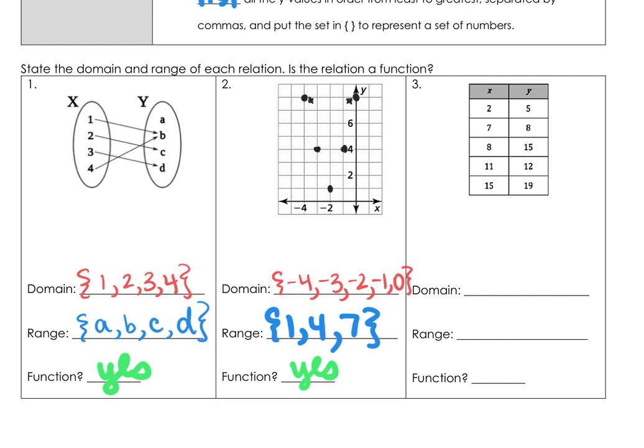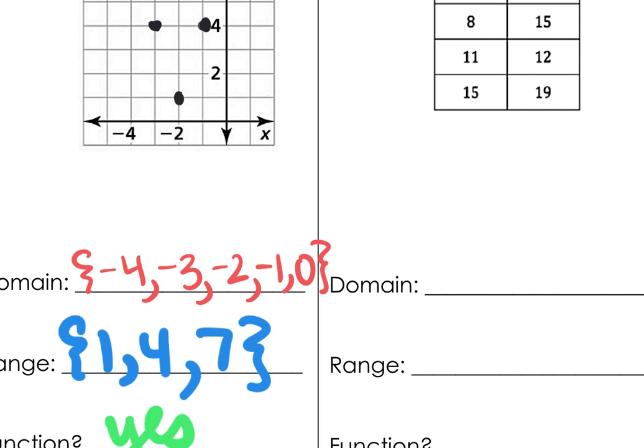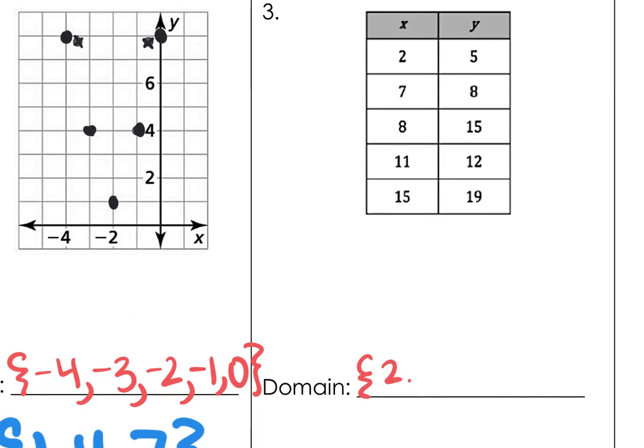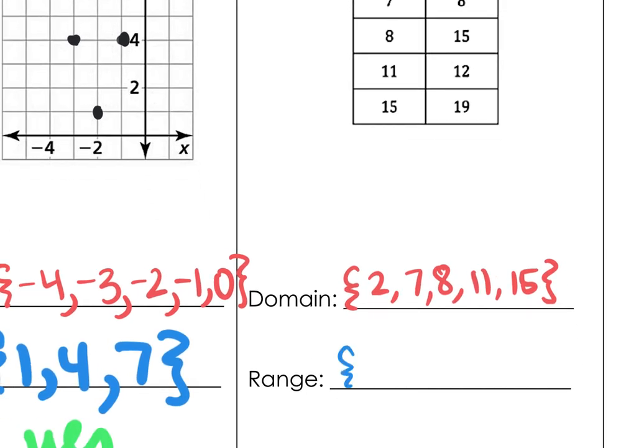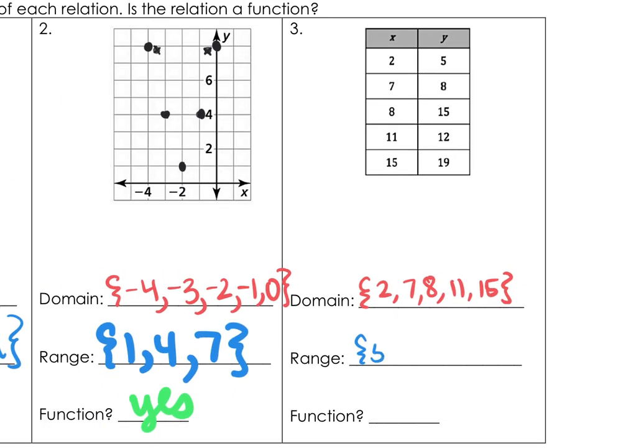All right, graphs are probably like the hardest ones, because now let's go to tables. A table has an x column and a y column, so it's just as easy as the mapping diagram. Your domain are going to be these x's, and your range are going to be these y's, and they're already there for you, so you are literally just rewriting them. The domain are the x values 2, 7, 8, 11, 15. And then the range values, so now I'm just listing those y's, 5, 8. Be careful here because it needs to be 12 and then 15 and then 19.